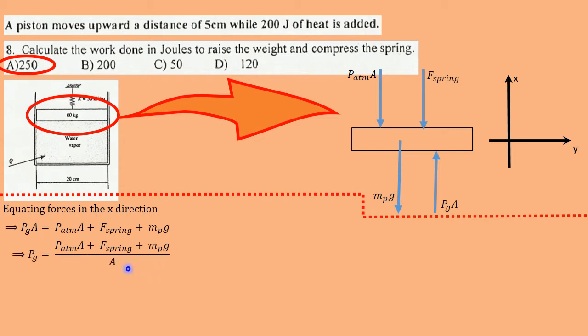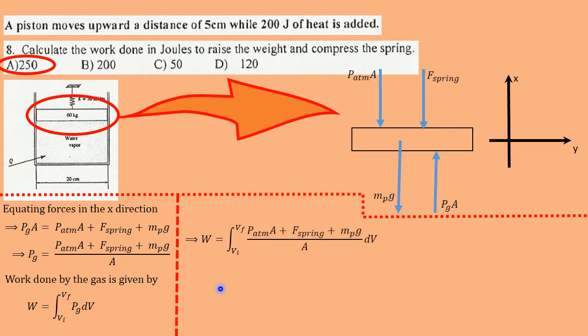You can see the only upward force is P_g A, and the downward forces are P_atm A, F_spring, m_p g. Now let's make P_g the subject, and that gives us P_g equals P_atm times A plus F_spring plus m_p g, all over A. Work done by the gas is given by W equals the integral from V_i to V_f of P_g dV. So from first principles we know work is the integral of P dV, but in this case our P is the pressure of that water vapor, which is in the gaseous state, and the change in volume is from V_i to V_f.